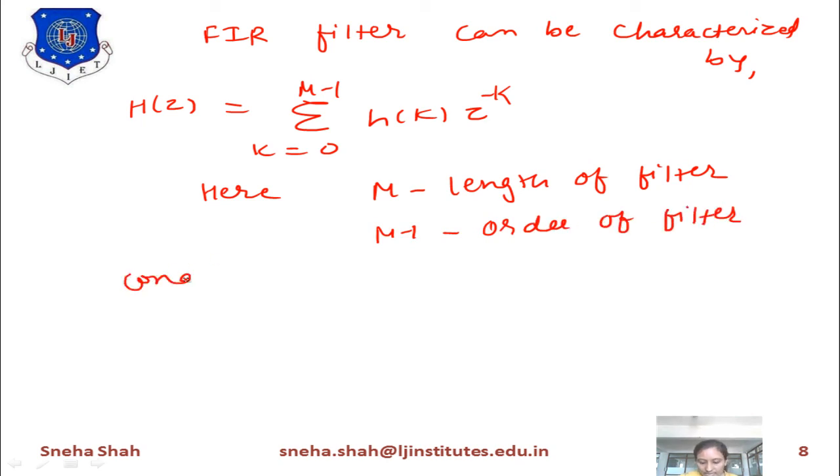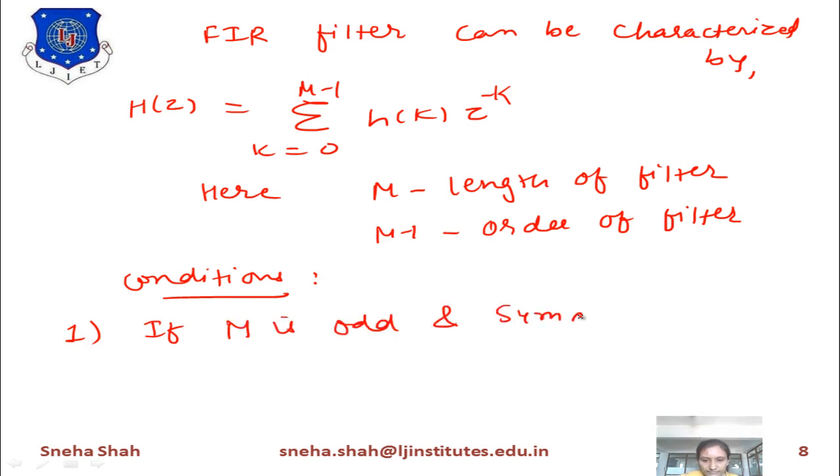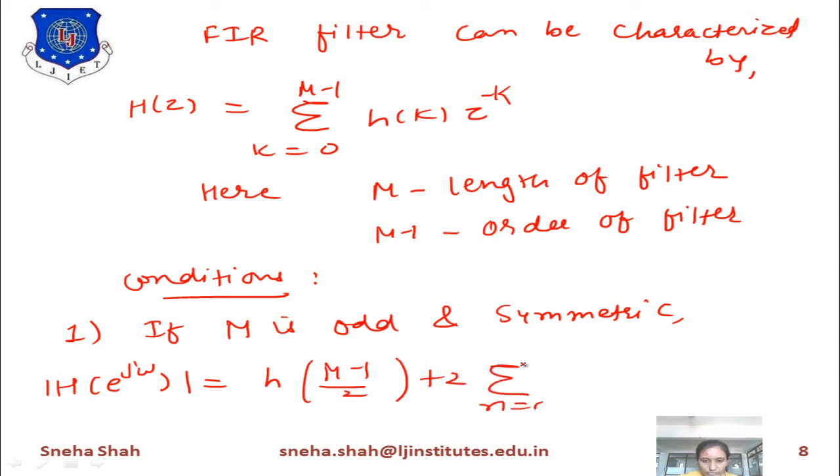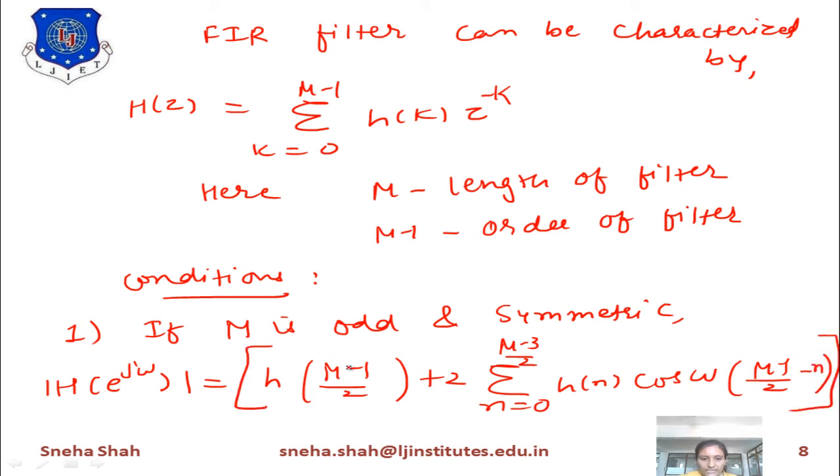Now there are some basic conditions for the magnitude response. The first condition is if m is odd and symmetric, then the term is represented as mod of H of e raised to j omega equals h of m minus 1 by 2 plus 2 times summation n equals 0 to m minus 3 by 2 of h of n cos of omega times m minus 1 by 2 minus n. So by using this equation we can find the magnitude response of this filter.